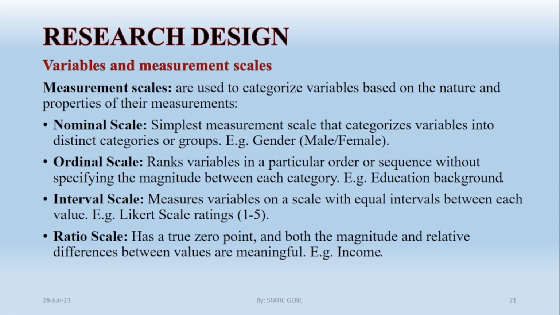Then lastly, we have the ratio scale. Ratio scales are values that have a true zero point. In other words, both the magnitude and the relative differences between the values are meaningful. For example, a person's income: if you want to do a balance sheet, there is income and there is expense, so you have to subtract those values. You can even have zero when the person's income and expenses are equal, then the person has zero balance. So zero makes sense: this person now has no money. Or even negative: this person is in debt now.